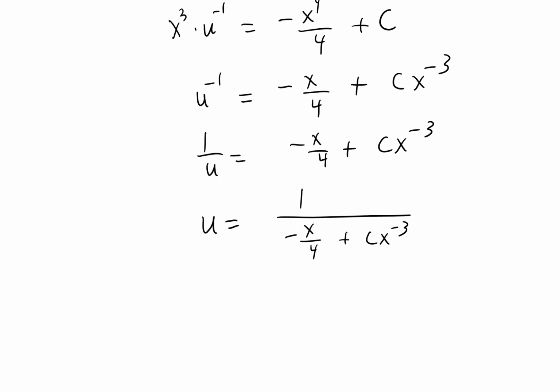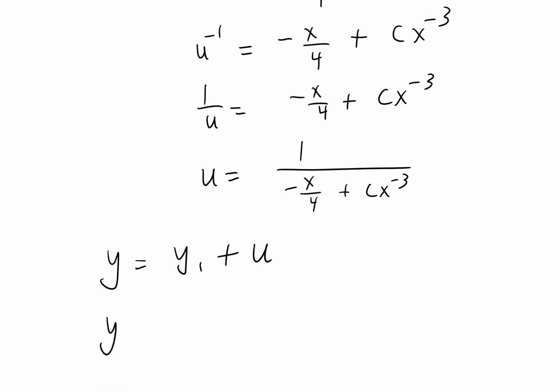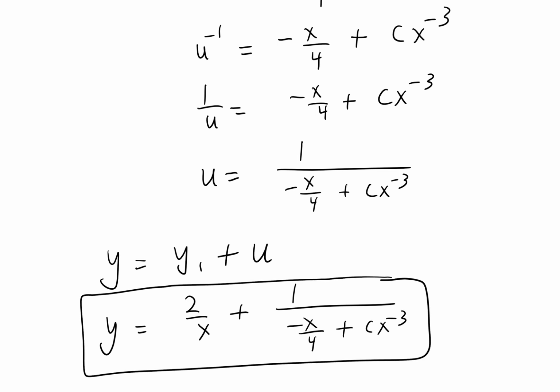Then, after we found the u, the y is always y1 plus u. Y1, they give it to us, 2 over x, and u is what we just found. That's the general solution.